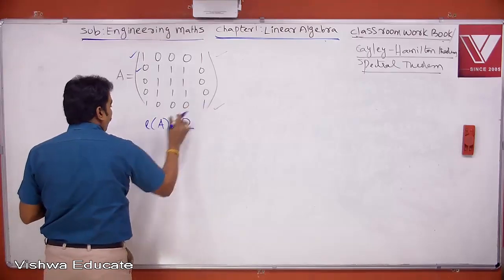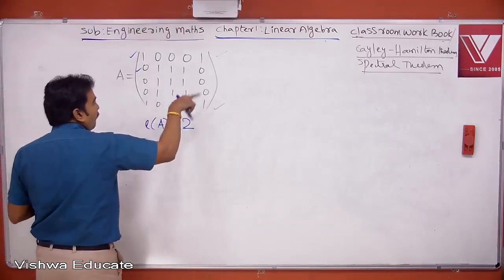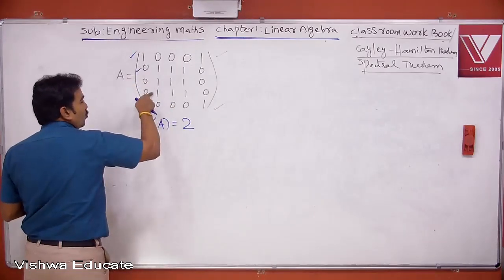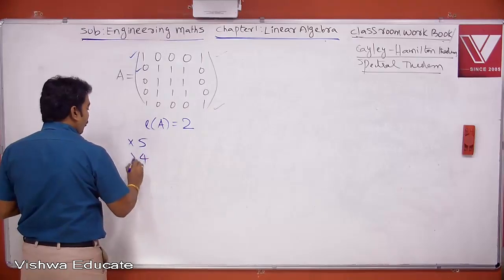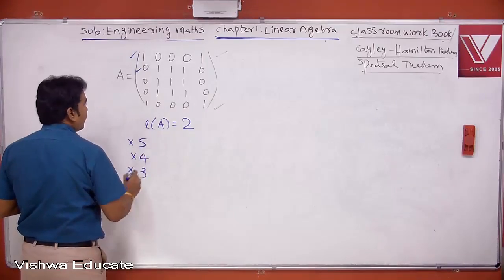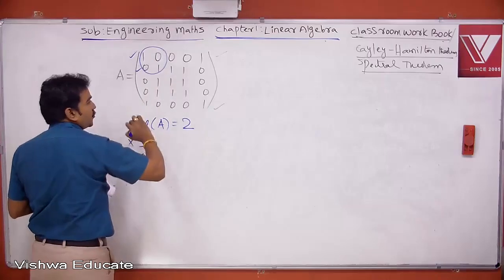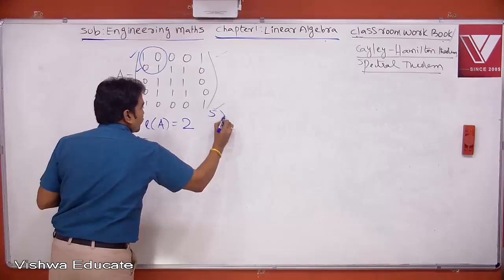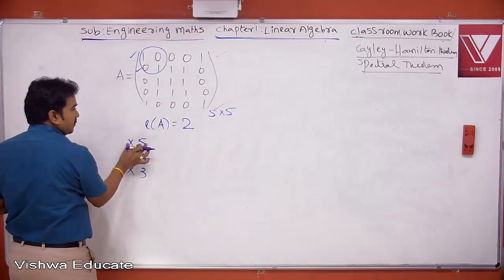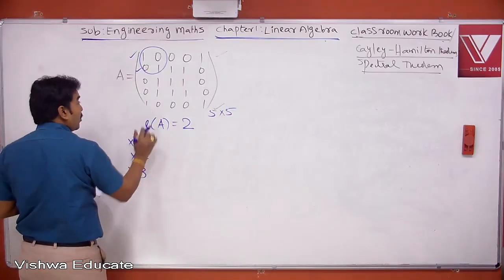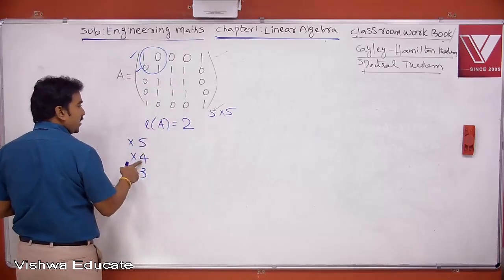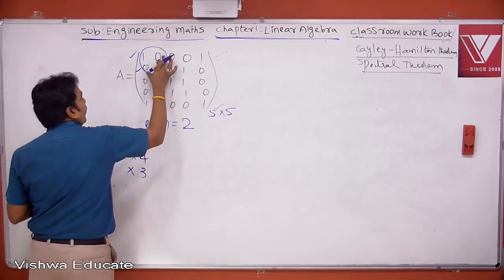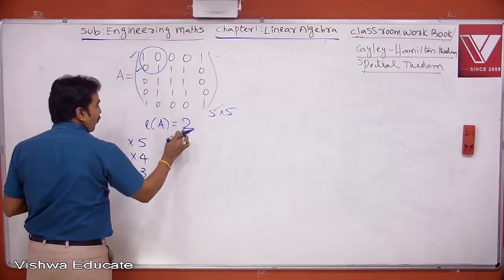Its det value is 0, so rank cannot be 5. When you take any 4 by 4 block, either these 2 rows or these 2 rows will be repeated, so rank cannot be 4. Similarly, rank cannot be 3. You take any 4 by 4 submatrix, det is 0. You take any 3 by 3 submatrix, det is 0. But when you look at this 2 by 2 block, its det is non-zero, therefore rank is 2.